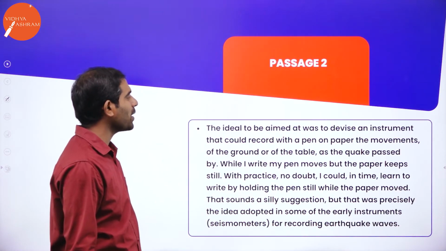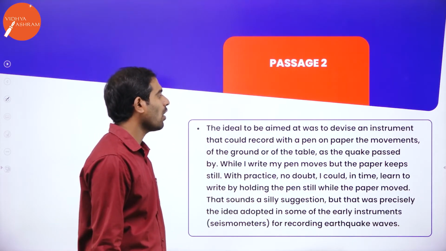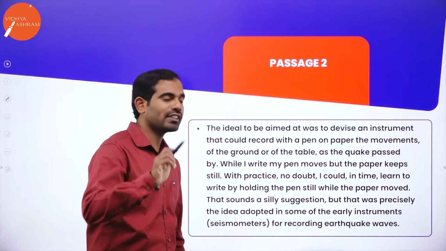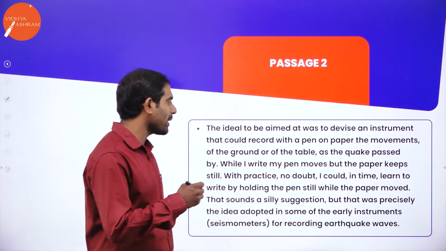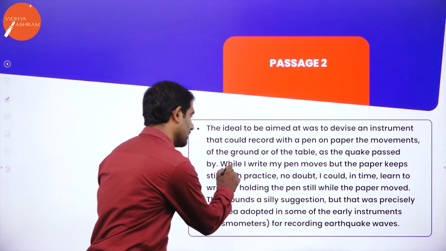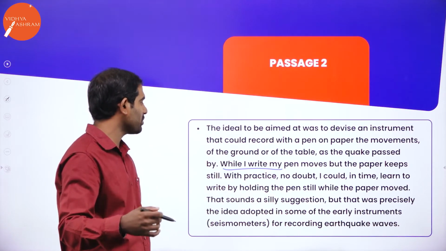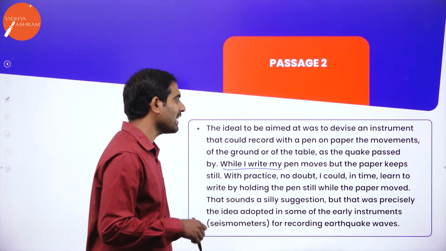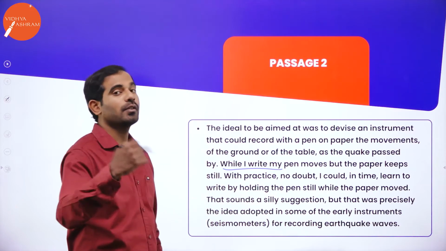The ideal to be aimed at was to devise an instrument that could record with a pen on paper the movements of the ground or of the table as the quake passed by. While I write, my pen moves, but the paper keeps still. With practice, no doubt, I could, in time, learn to write by holding the pen still while the paper moved.